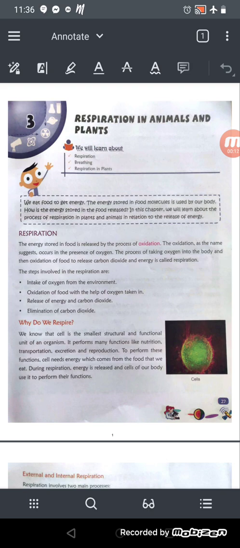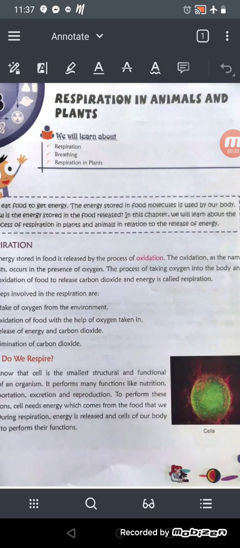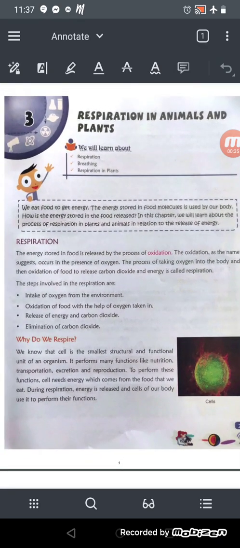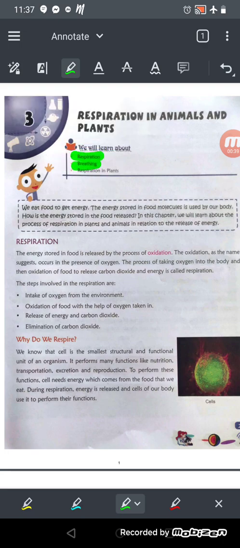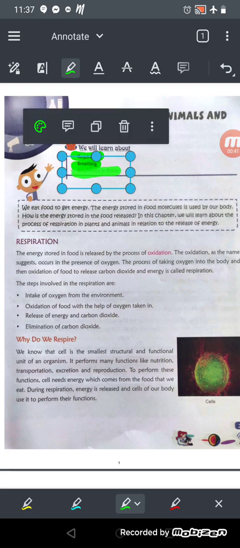So today we'll start the first part of our biology chapter 3, that is respiration in animals and plants. We have already studied this in our Google Meet classes, and we have already discussed it and understood this topic nicely. But still, for those who have not understood it, in this chapter we will learn about respiration. We will learn about breathing and about respiration in plants, right?